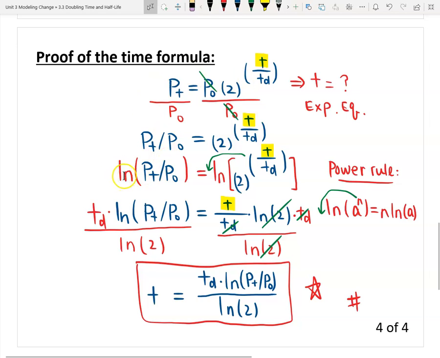If somewhere you want to change this natural logarithm to the common logarithm log, then we will have another version: change ln to log. Okay, so that's all. Thank you.